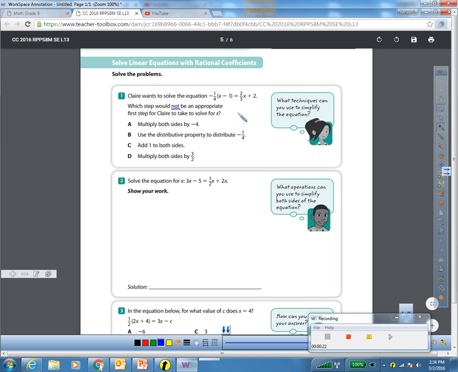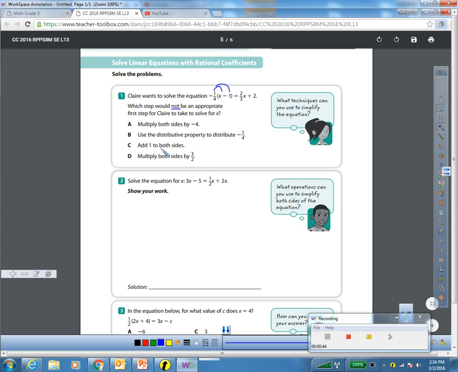There are lots of ways for her to approach this, but we're trying to pick the one that's definitely not going to work. So first one, multiply both sides by negative 4. She could do that. That's going to eliminate that fraction, so that's okay. Use the distributive property to distribute negative 1/4. That would work too as a first step. Add 1 to both sides.